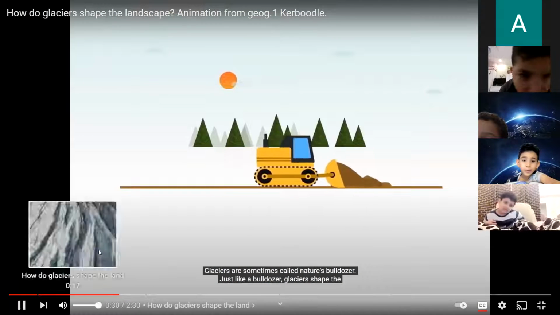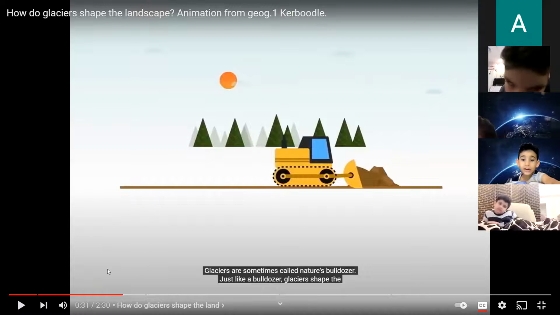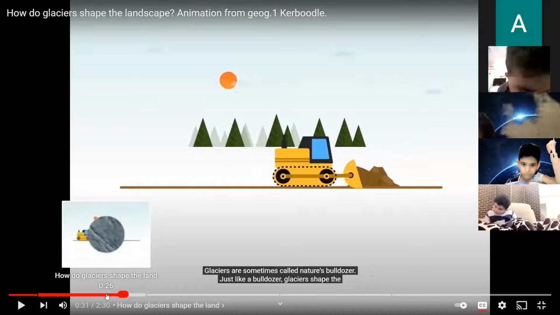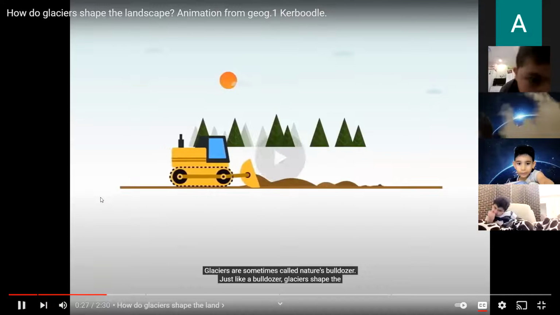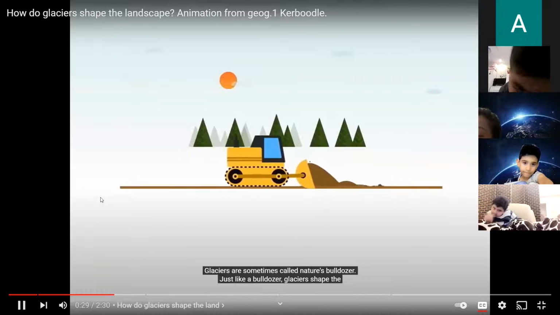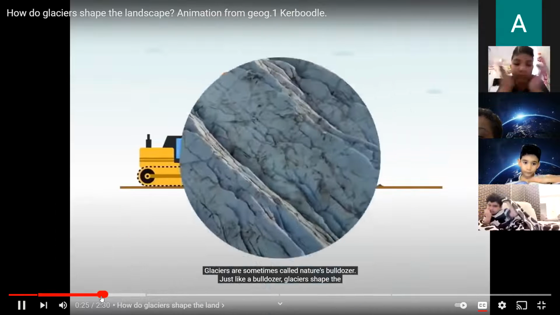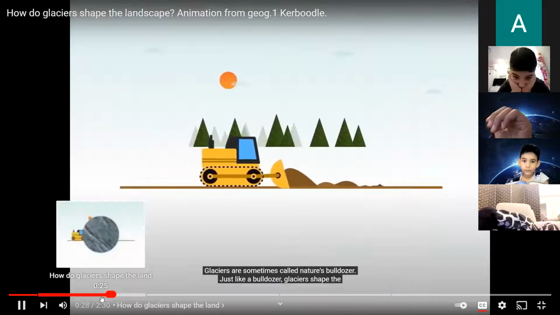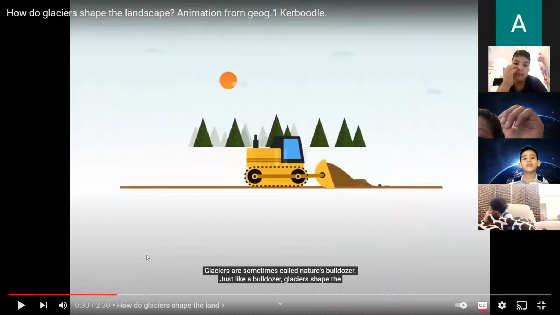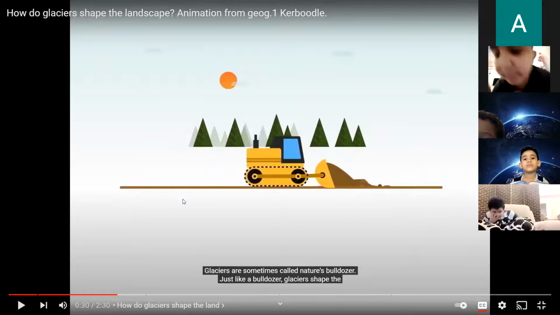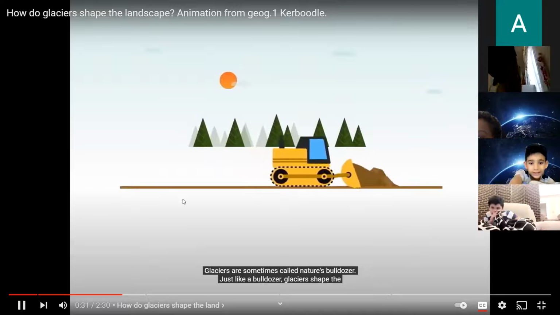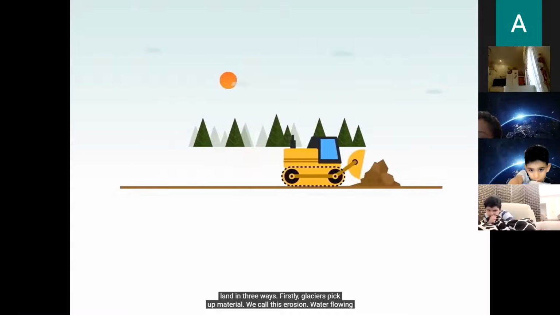Just like a bulldozer, glaciers shape the land. I want you to listen. Glaciers are sometimes called nature's bulldozer. Just like a bulldozer. So glaciers can be like a bulldozer. How? Now listen. Glaciers shape the land in three ways.